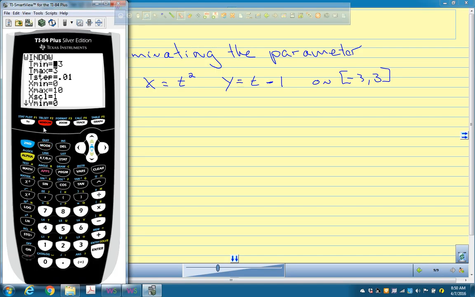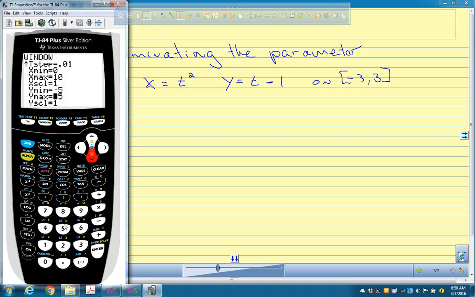Okay? And when I'm going to put my window in, x min, x is never going to be negative, right? Because if I plug in -3, I'm going to get a positive. If I plug in +3, I'm going to get positive. Y can go down. What's the lowest y is going to get in this case? -4. Okay. So I'm going to set my y min to, let's say, -5, and my y max to +5.